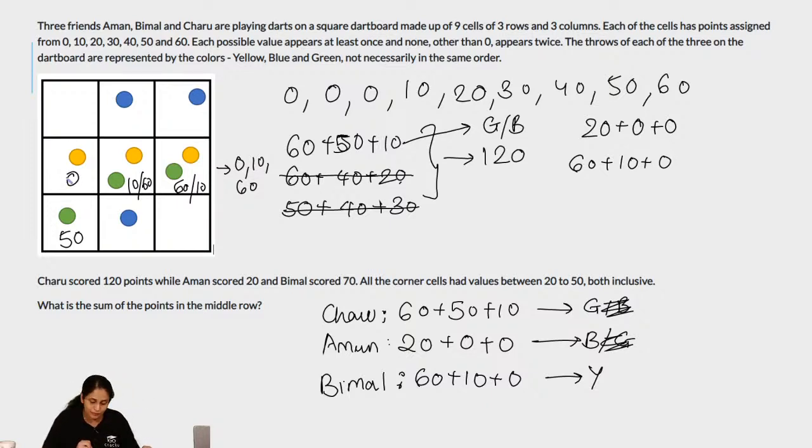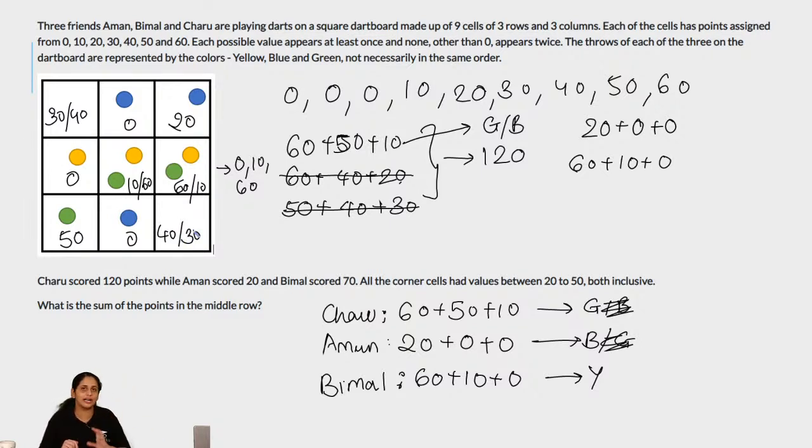The values for Aman are 20, 0 and 0. Now 20 can only be in the corner cell, which means that this has to be 20. The other two values have to be 0. So we get the possible arrangement as follows. The only values that are not there are 30 and 40, so this should be 30 or 40 and this should be 40 or 30. So we get the whole arrangement of values this way.